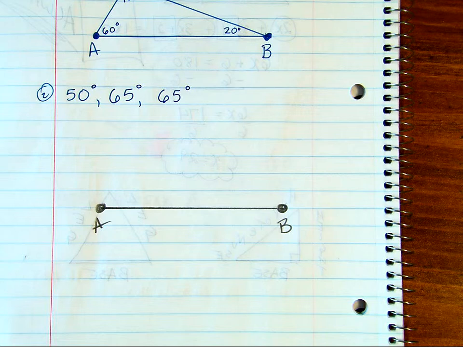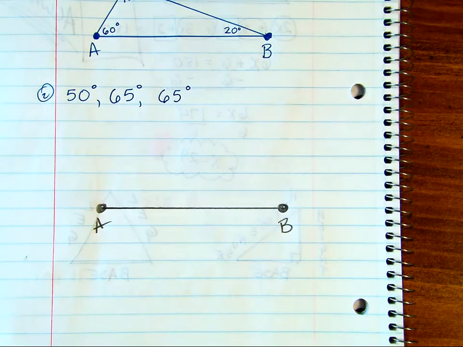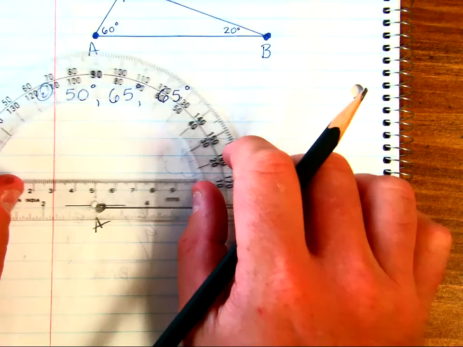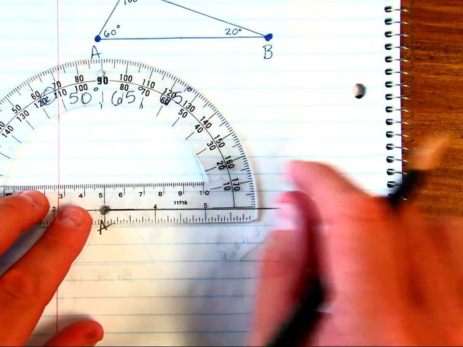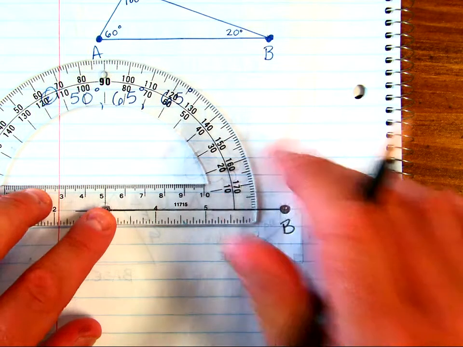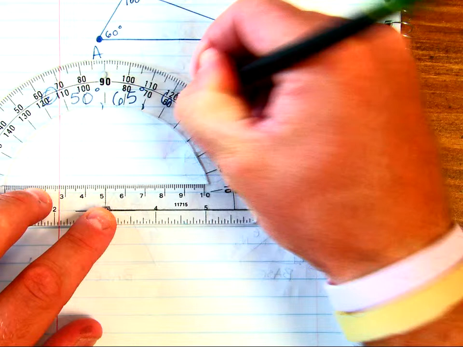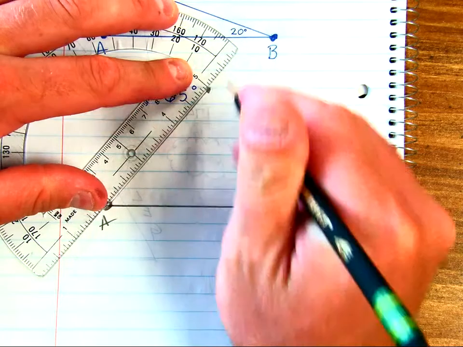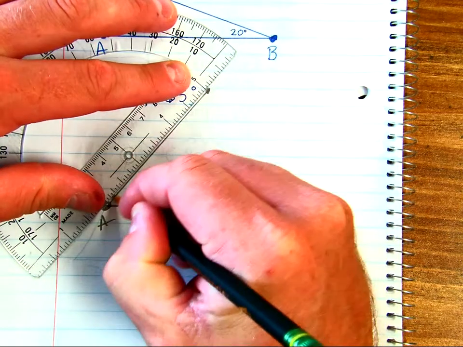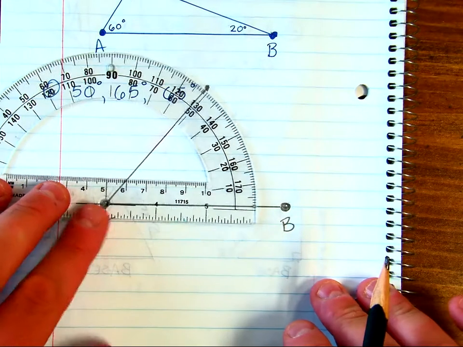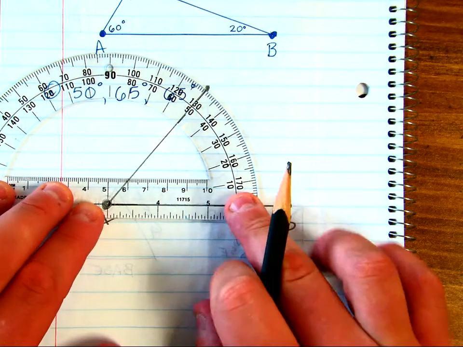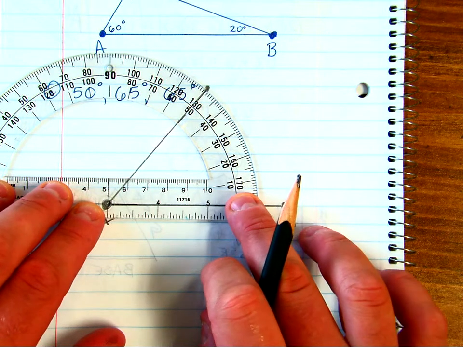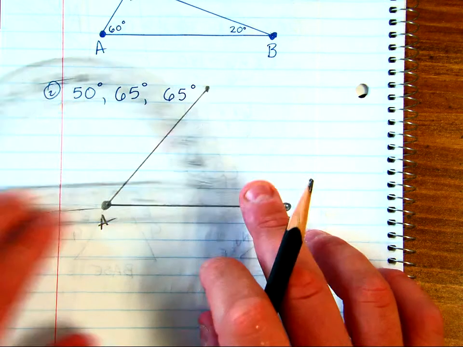All right. So you guys said you want to start with 50 first? Yeah. All right. So you know what? Let's switch it up. Let's start with letter A. So let's put our hole on letter A and then mark our 50 degrees. It's way up there. So I got my 50 degrees marked. Connect the dots. Everybody got that?